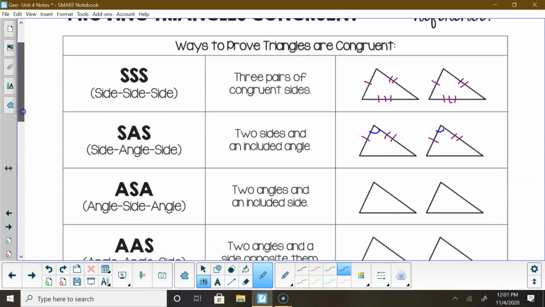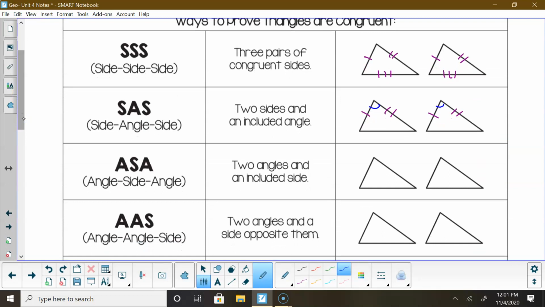Angle, side, angle. What needs to be sandwiched in between? Guys, what's in the middle of the Oreo? It's a side. Okay, so I'm going to just put sides down here. Here's one angle, my other angle.